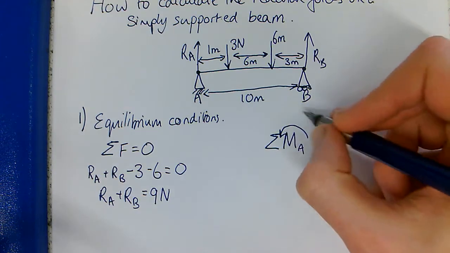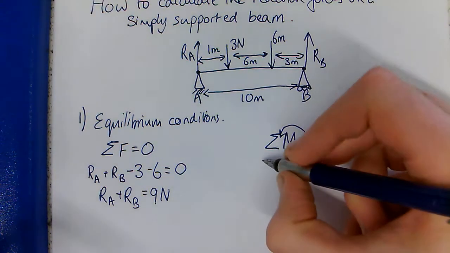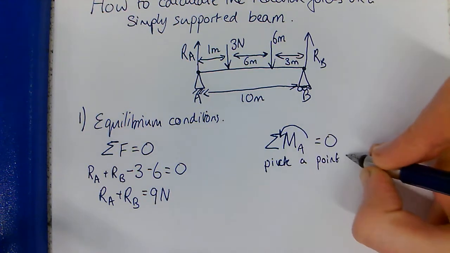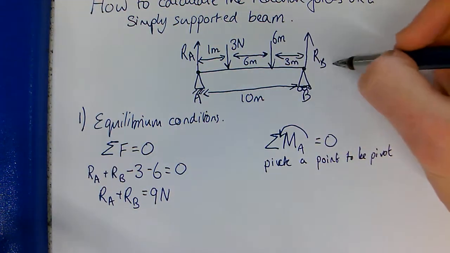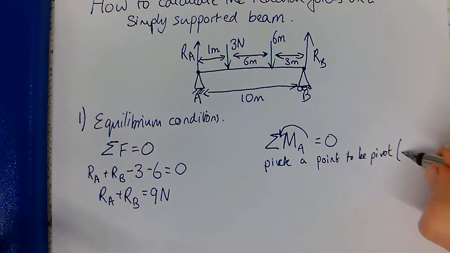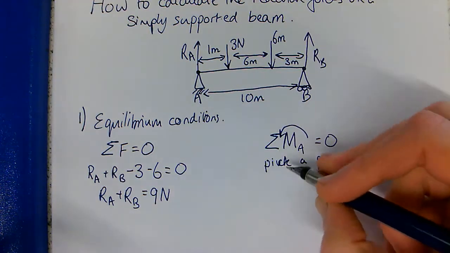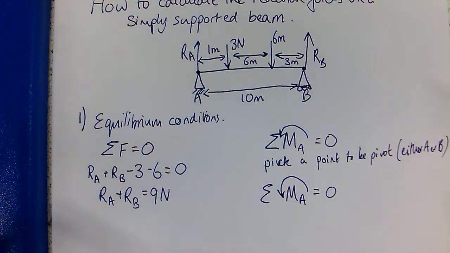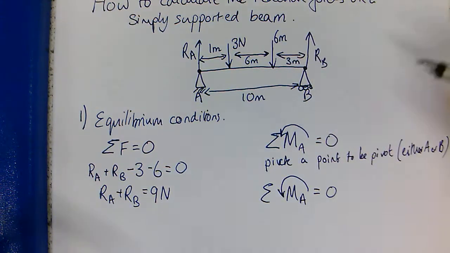The second step we need to do is consider our moments. So we pick a pivot, pick a point to be our pivot. Usually this is one of our supports, so either A or B. So let's choose, for example, A. So moments about point A, the total moment is going to be 0. So that means we need to find our anti-clockwise and our clockwise moments.